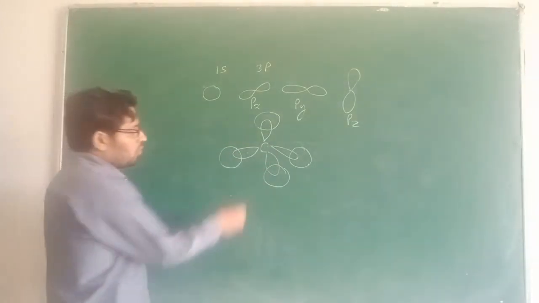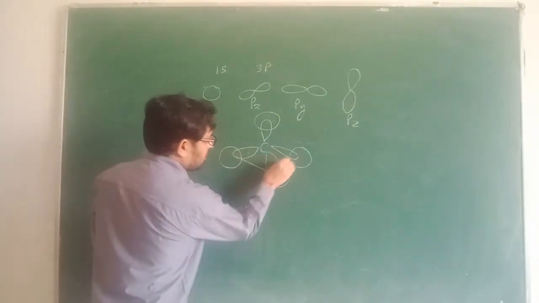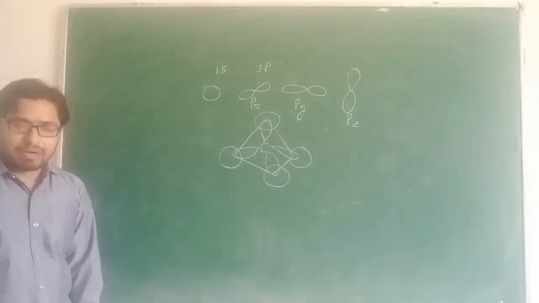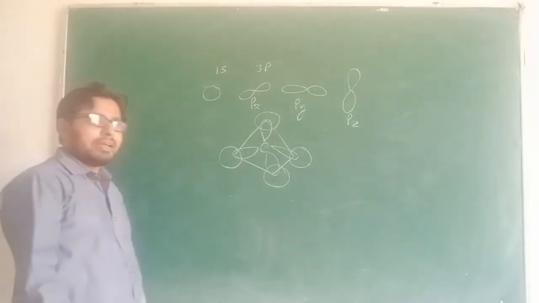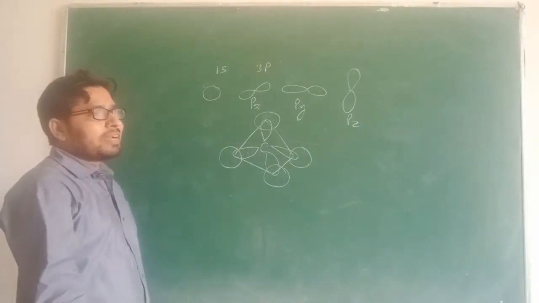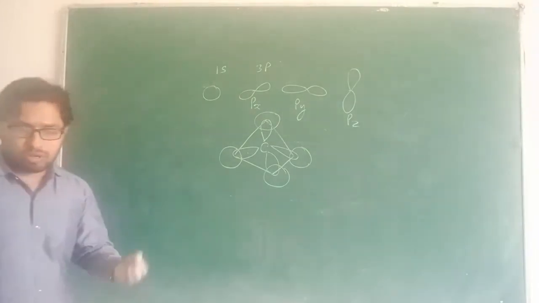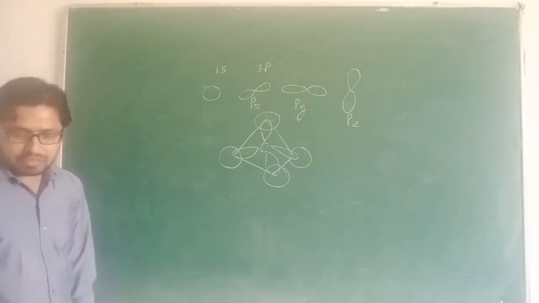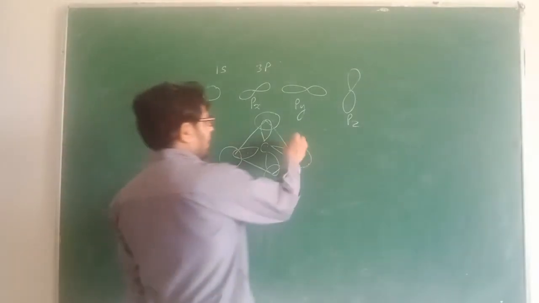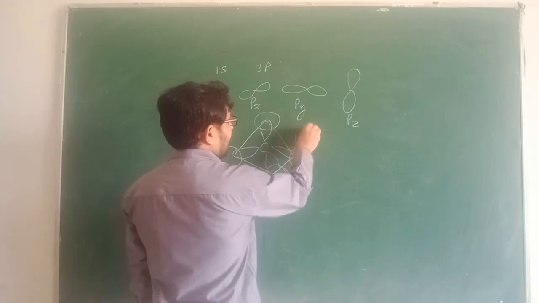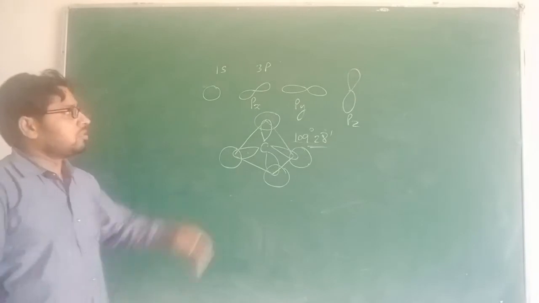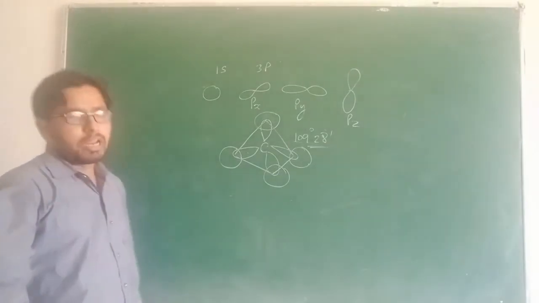Now if you want to show, so this is the tetrahedral. Now the angle between them is 109 degree 28 minutes. The angle there is 109 degree 28 minutes. So this is about the sp3 hybridization.